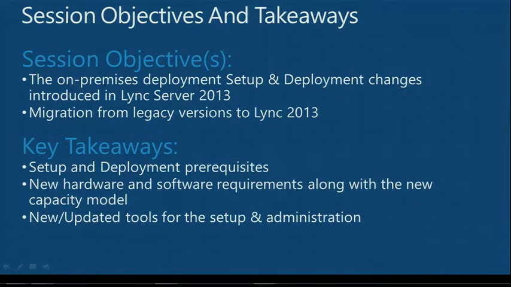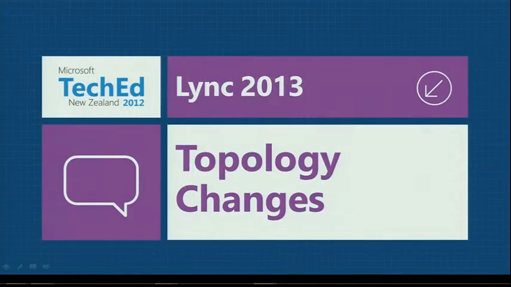So in this session, we're going to cover a couple of topics. The first one is the changes around setup and deployment for Lync Server 2013. The second one is what process and what constraints there are around migrating from a legacy version of OCS or Lync into Lync Server 2013. By the end of the session, you'll have an idea of what's changed in the Lync 2013 deployment process, as well as our prerequisites from a hardware and software perspective, as well as the tools and processes around that Barry will show us later on in the session.